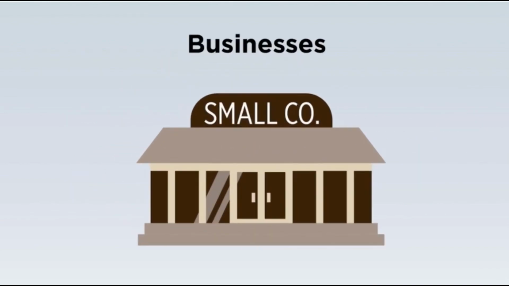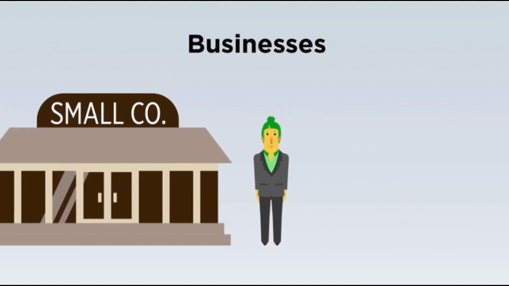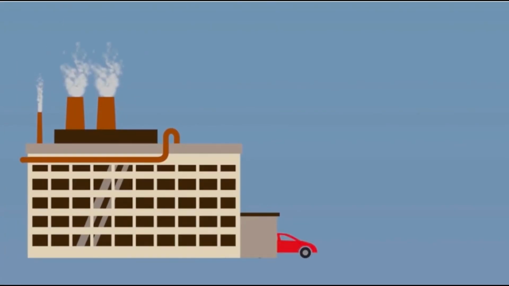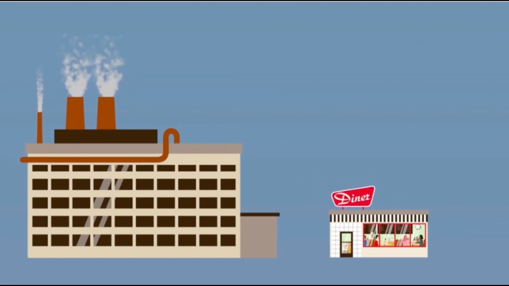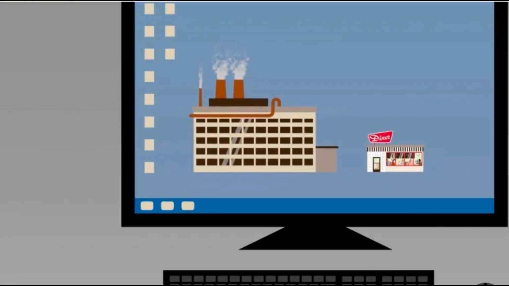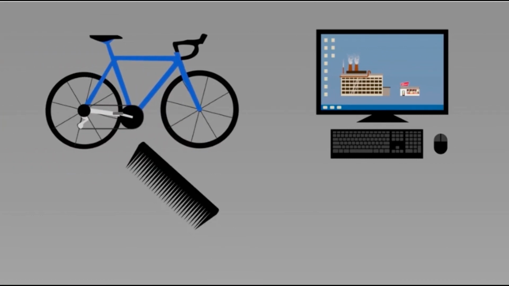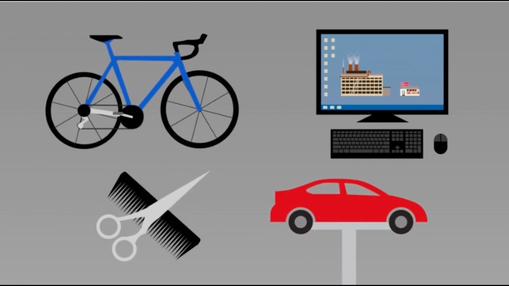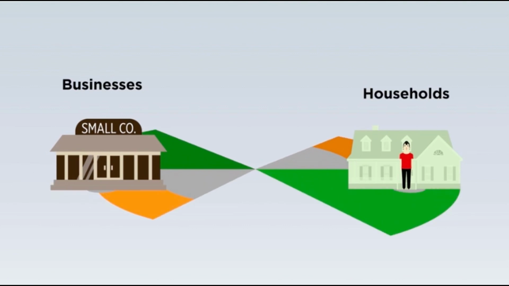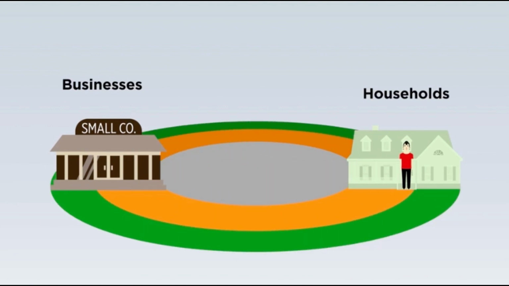On the other side, we have businesses. A business is a privately owned organization that produces goods and services and then sells them. Businesses can be large, such as an automobile manufacturer, or small, such as a diner. And businesses may produce goods such as computers and bicycles, and services such as haircuts and car repairs. But households and businesses are not isolated. They interact in markets. At the top of the model, we have the market for resources.